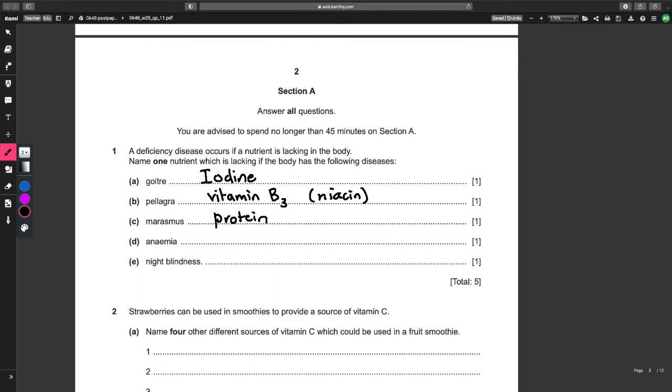Anemia, this is probably one of the easier ones out of them, is iron, a lack of iron. And night blindness occurs with a lack of vitamin A, which if you have a plant source is beta-carotene, and if you have an animal source, also known as retinol.